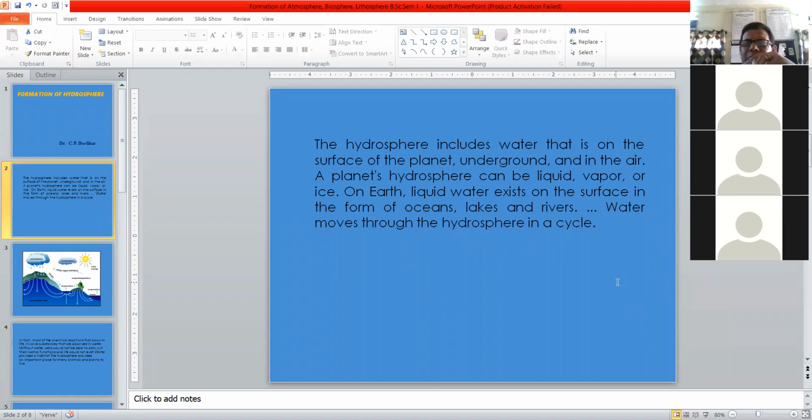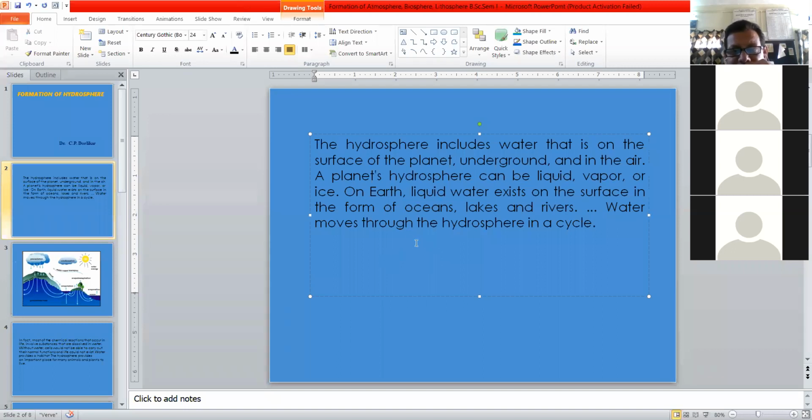This running water is nothing but the water of rivers, oceanic water, water of nalas, gutters, and these are all small rivers and large rivers, seas and oceans like that. These are all the running water bodies, and that is liquid water. On Earth, liquid water exists on the surface in the form of oceans, lakes and rivers. Lakes are standing water bodies, while oceans and rivers are running water bodies.